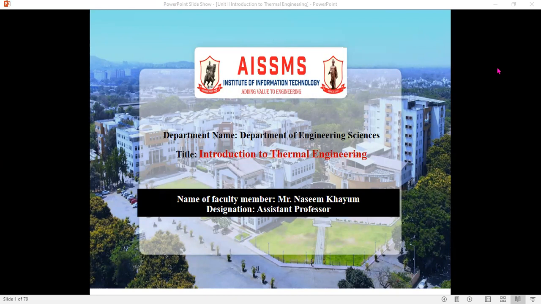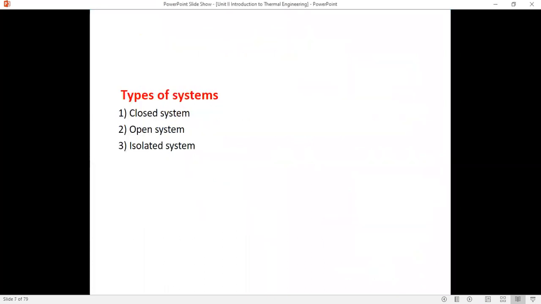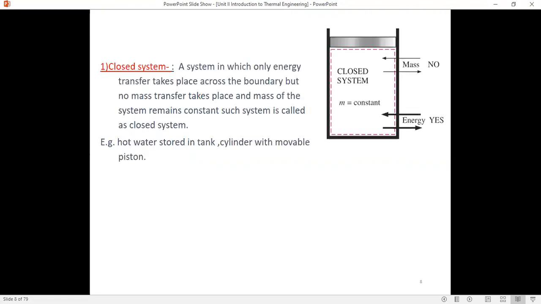So we were discussing the introduction to thermal engineering. So far we have discussed the working fluid and thermodynamic systems. Now we need to discuss the types of systems. There are basically three types of systems: closed system, open system, and isolated system.